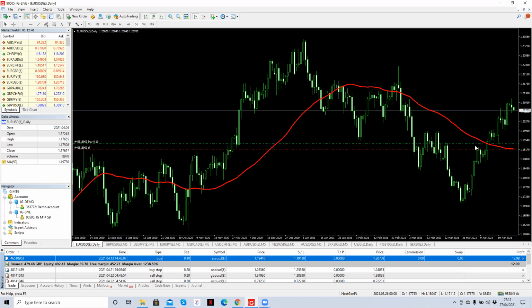So that's it for the swing trade. I'll just keep adjusting my stop loss with the moving average every day until the market takes me out. So that's it for the swing trading.